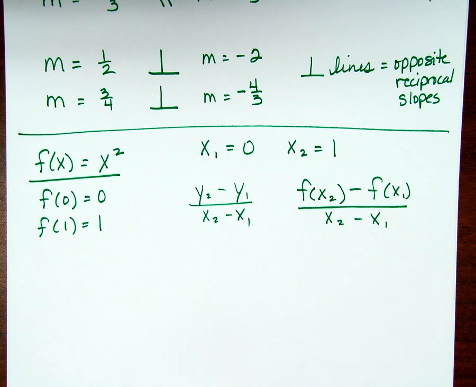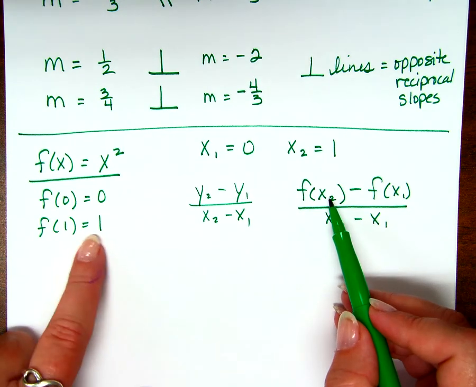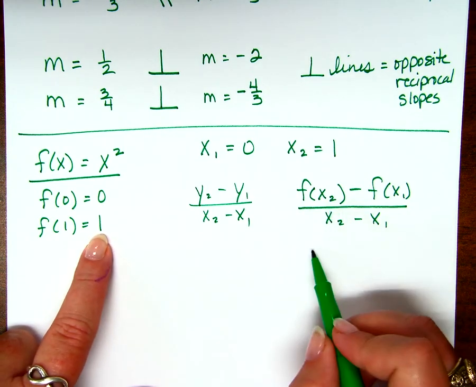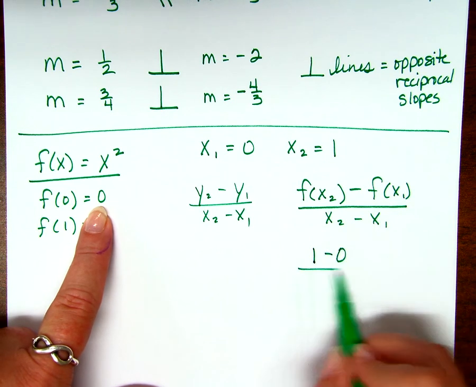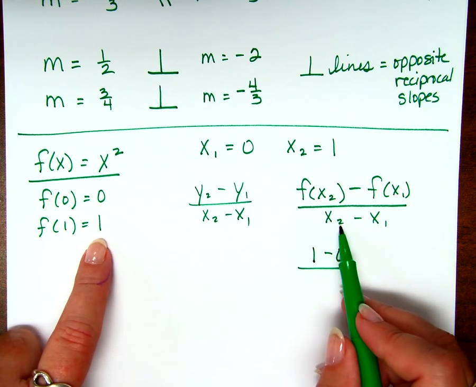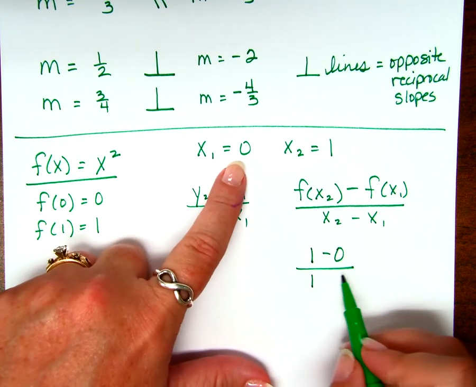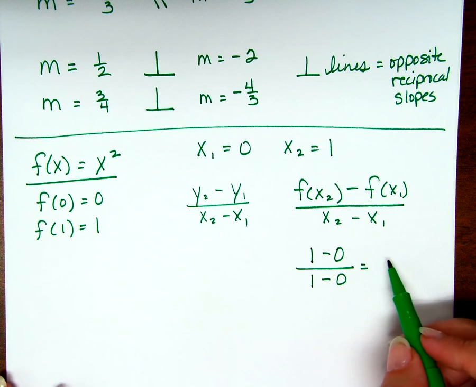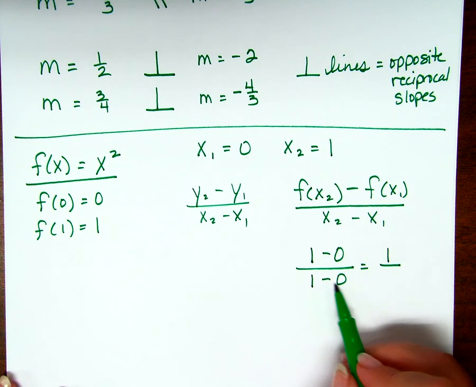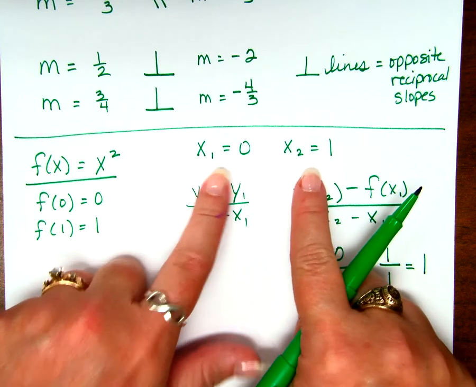For us, our level, right? So what is the value of the function at the second point? 1. What is the value of the function at the first point? 0. What is x2? 1. What is x1? What's 1 minus 0? Try again, okay. And what is 1 minus 0? So what is the average rate of change between these 2 points?